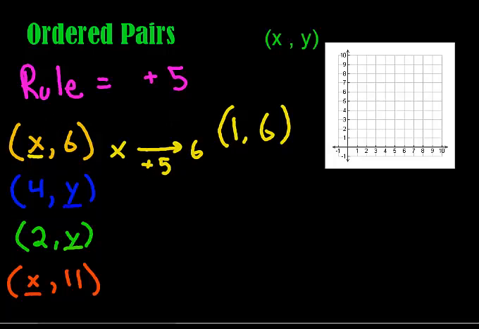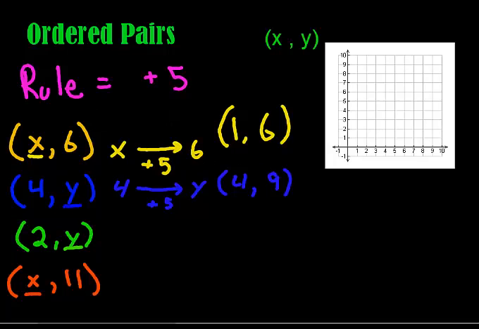Let's look at the next one. Here, my rule is still plus 5 for this point. I know my x is 4. We go through the function machine, plus 5 equals some number, y. And I know that 4 plus 5 is 9. So I know my x will still be 4, and my y point on this one will be 9. That ordered pair will be (4, 9).